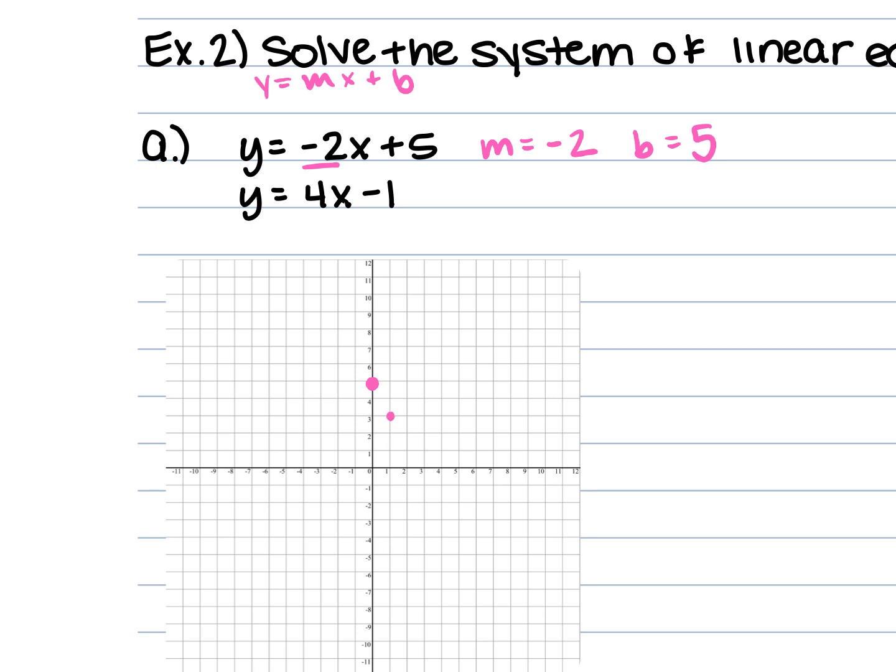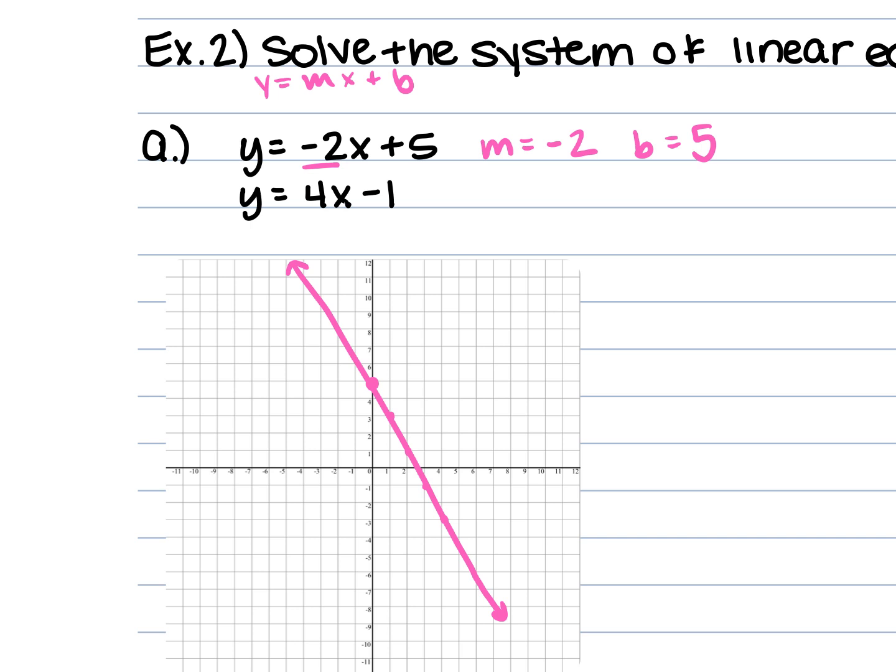Down 2 to the right one. So I keep going down 2 to the right one, and then I connect my dots with a line. It's important that you make your line as straight as you can, because where the two lines intersect, that's going to be our answer.